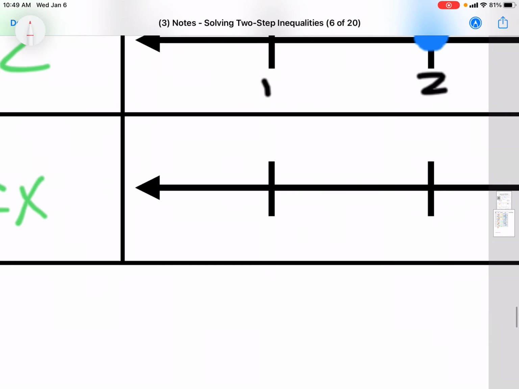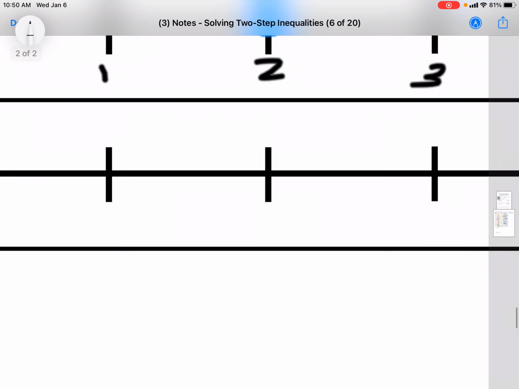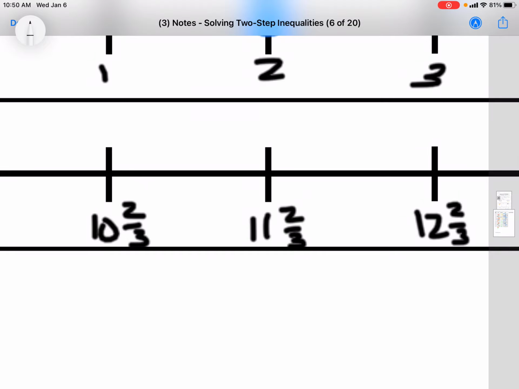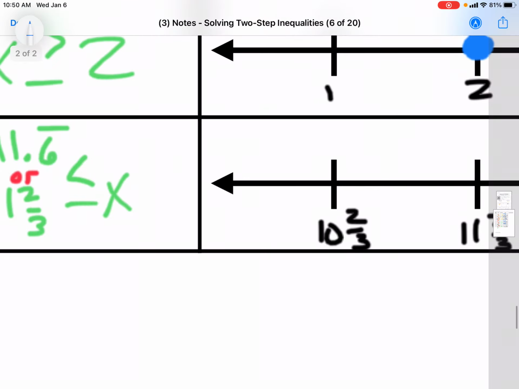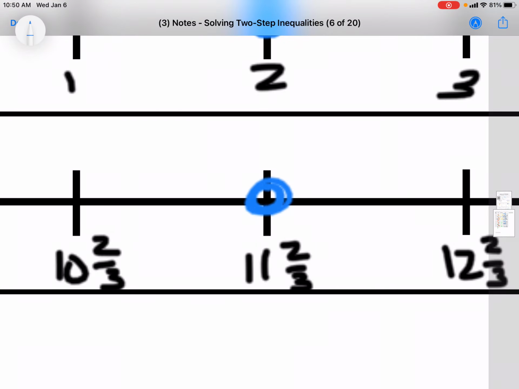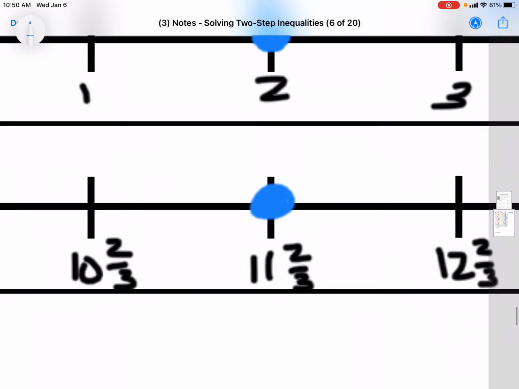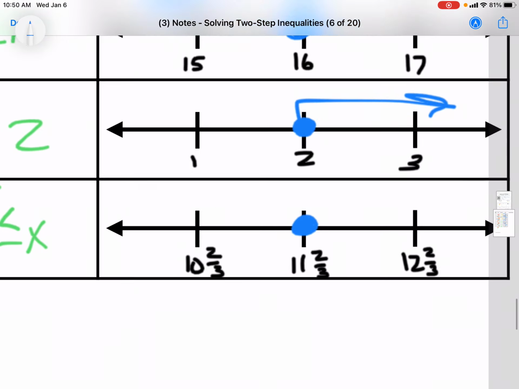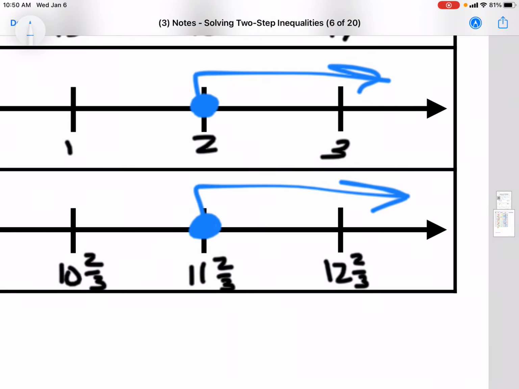All right, so let's go over here to our graph. 11 2/3, 12 2/3, and 10 2/3. Open or closed? It's closed because of that equal sign. That's another good dot right there, folks. X is greater than, so greater than goes to the right.